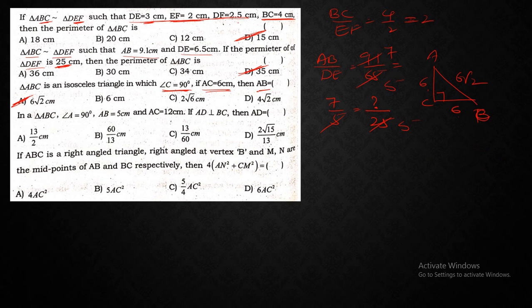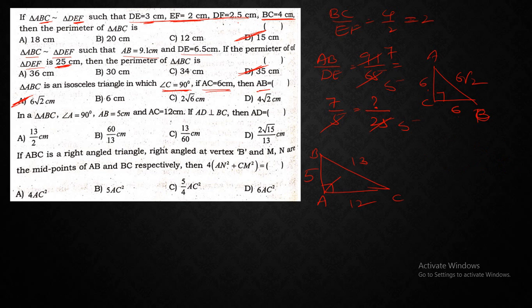Angle A is equal to 90 degrees in triangle ABC. So there is a triangle ABC, angle A is equal to 90 degrees. This is B, this is C. AB is 5, AC is 12, so automatically BC is 13.